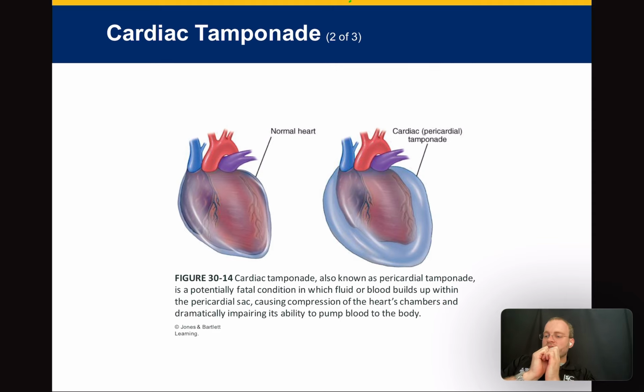Imagine with me, the heart having to pump like this, and it's a little sac. But when that sac starts pushing on the heart, and the heart starts beating like this, is that effective pumping? No. The heart is being obstructed from doing its job. And so that is a form of obstructive shock.